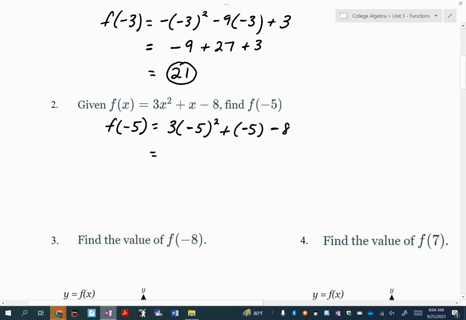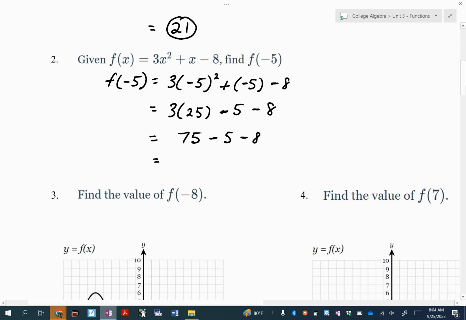So I'm going to do -5 squared. You always do the exponent first, right, before we do the multiplication. So -5 squared is 25. So plus a -5 is really just -5, but you could keep writing plus -5. 25 times 3 is 75. So 75 minus 5 is 70. 70 minus 8 is 62. So f of -5 is 62.